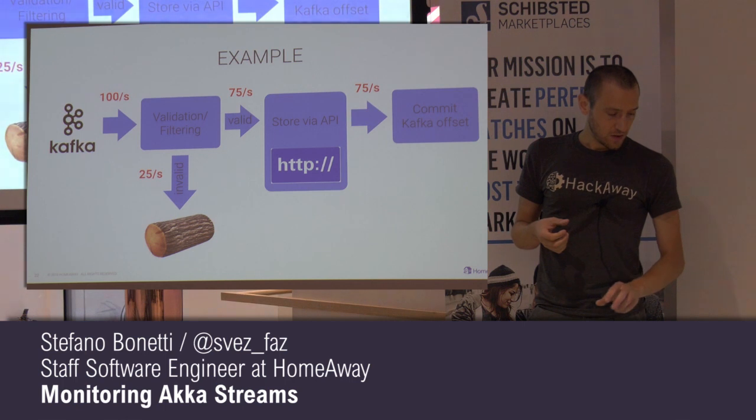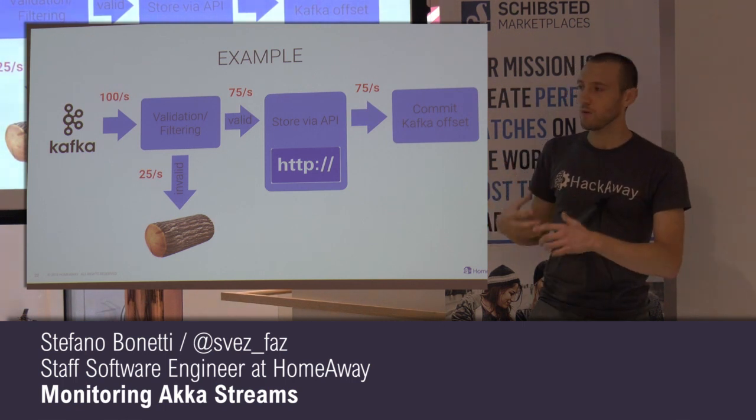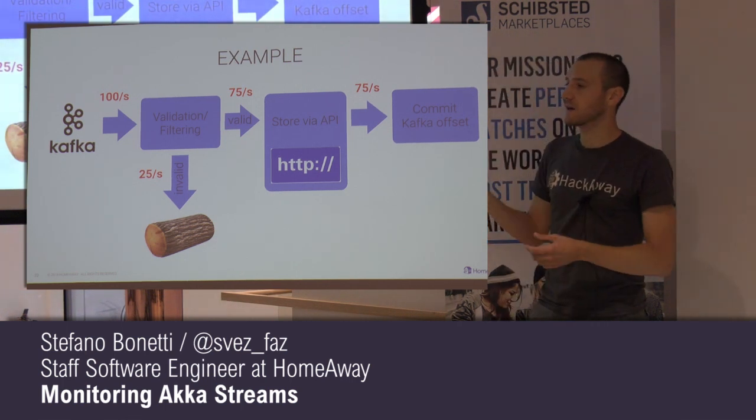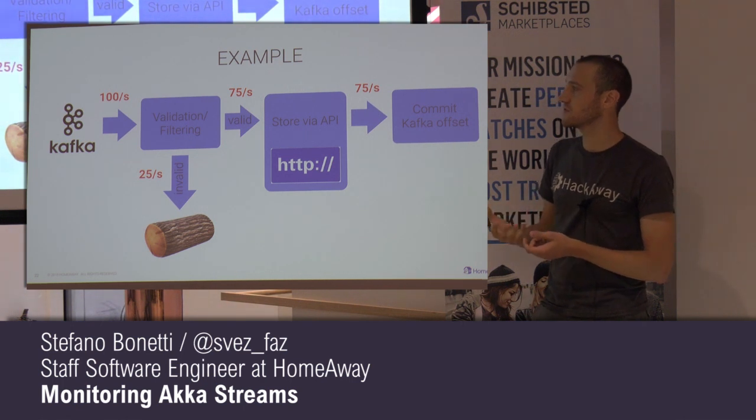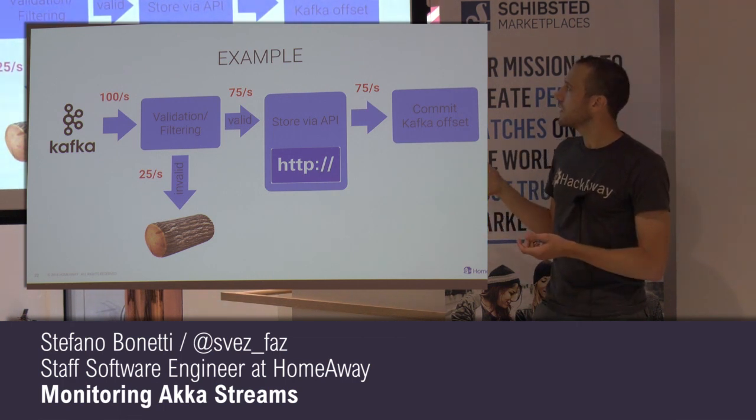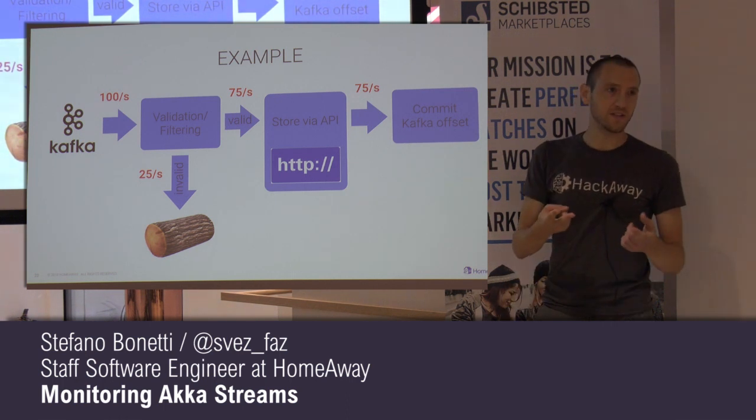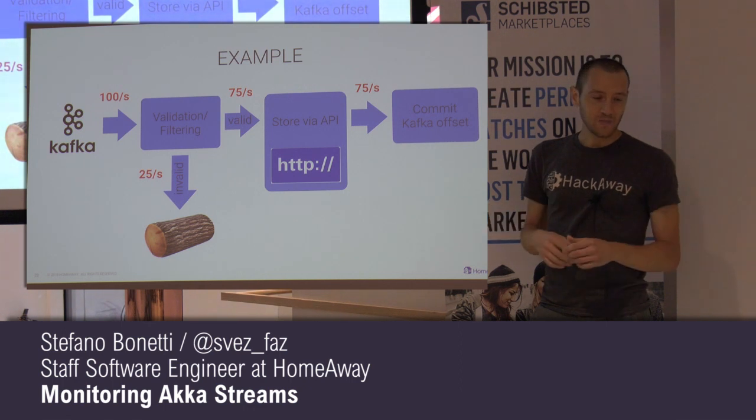So let's say we instrument this graph with a throughput meter that we just saw, and we get back some nice numbers. Let's say the numbers come back like this. We read from Kafka 100 messages a second. Roughly a quarter of these are invalid. Three quarters go through, and then they're stored. So there are two possibilities now: either we're happy with these numbers and we can all go home, or we're not, right?